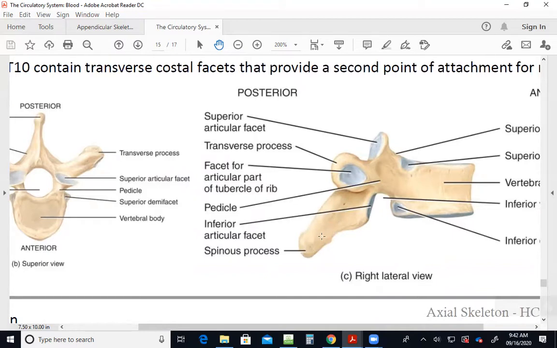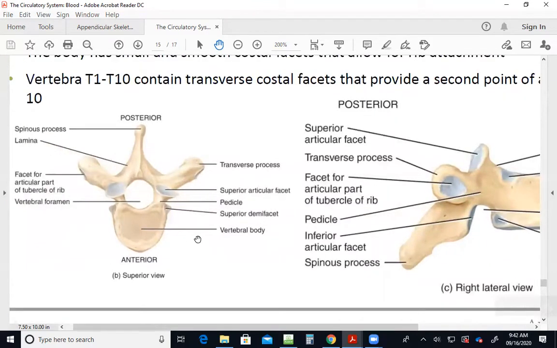I've had students tell me in the past that it looks like a giraffe. I don't know. I don't see it, but whatever. Key features of thoracic vertebrae, they're bigger than cervical. They don't have those two extra holes. And they've also got points of attachment for the back part of our ribs.